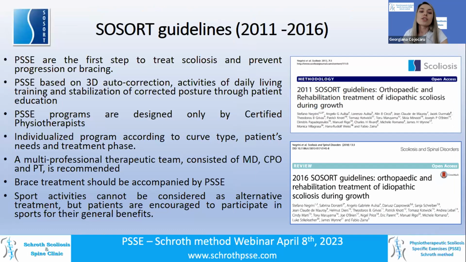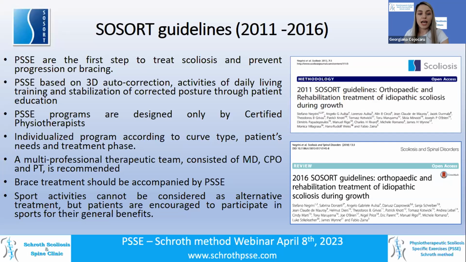Here we have the SOSORT guidelines, which recognize that PSSE are the first step in treating scoliosis and preventing progression or bracing. PSSE are based on 3D autocorrections, activity of daily living training, and stabilization of corrected posture. PSSE programs are designed only by certified physiotherapists. The program is individualized according to curve type, patient's needs, and treatment phase.